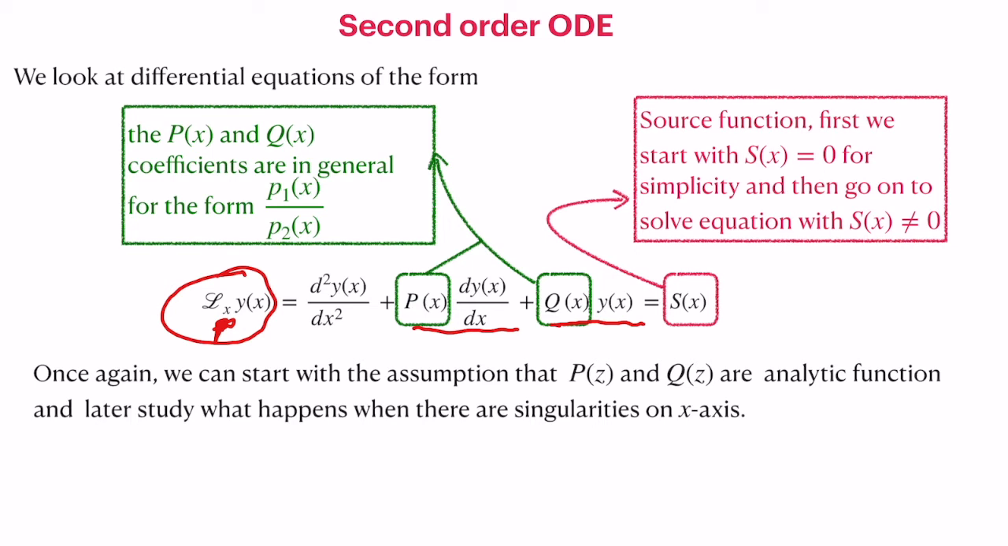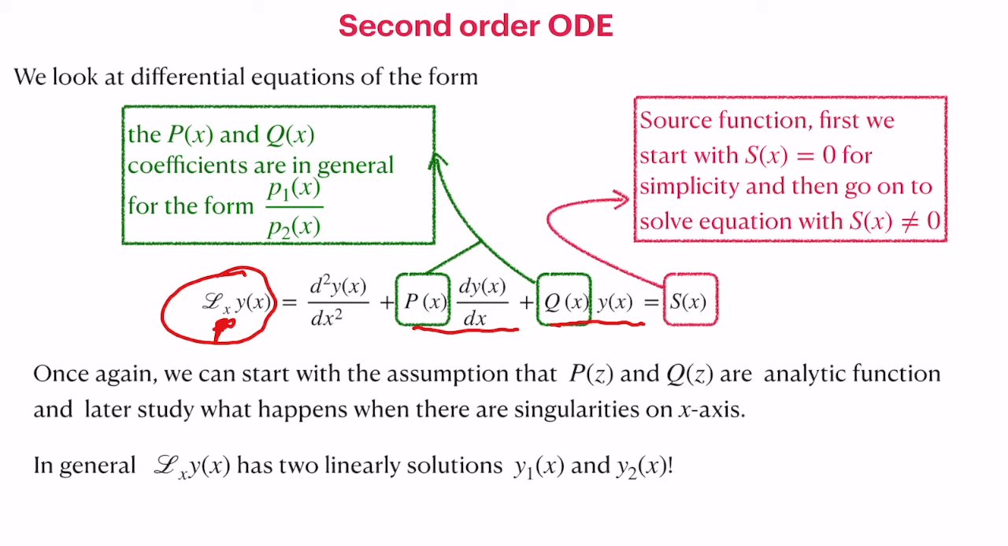To start with, we can assume that p of x and q of x have no singularity on the x-axis. So this is a general idea: for the general second order differential equation with analytic coefficients p of x and q of x, we have two linearly independent solutions. Now let us quickly look at some ways to manipulate this second order differential equation so that we can attempt to solve it.